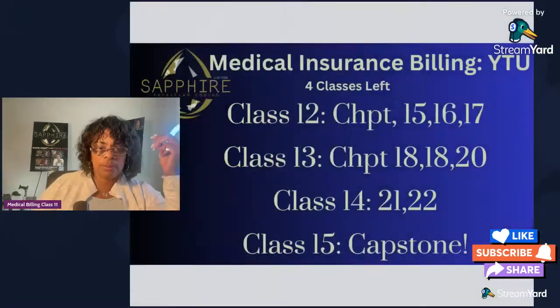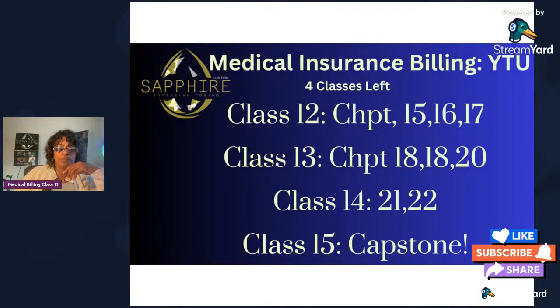Today is class 11, so you should have a couple of classes left. Let's put this up. So you actually have 12, 13, 14, 15. So you've got 4 classes left for medical insurance billing. And that means that we have concluded both books in full, the reading book and the workbook.